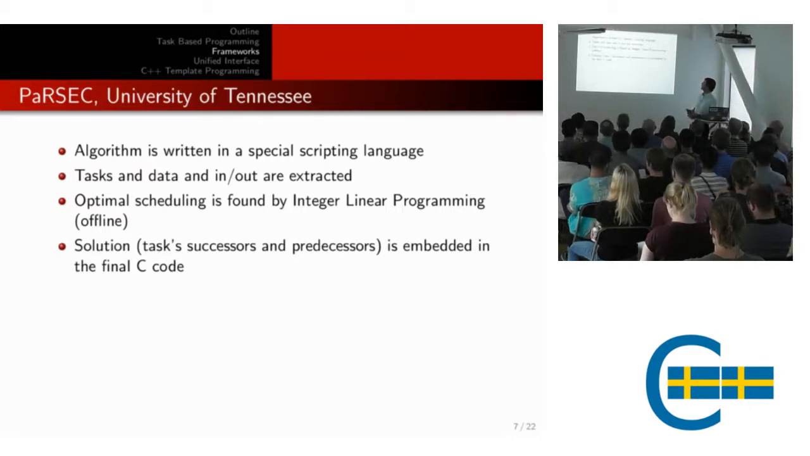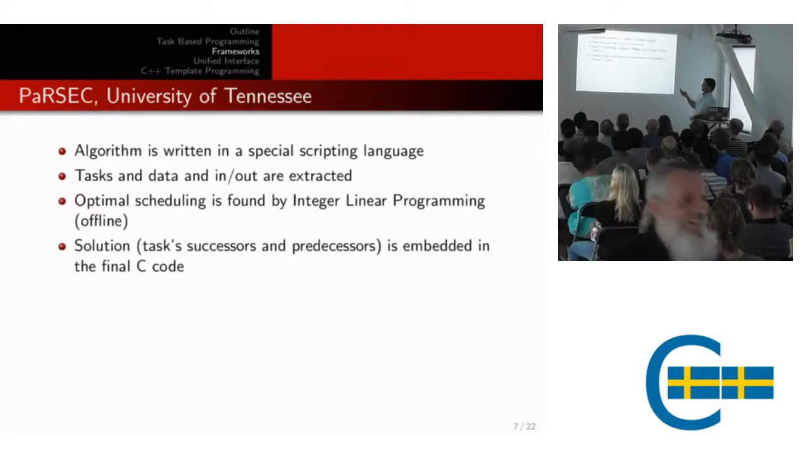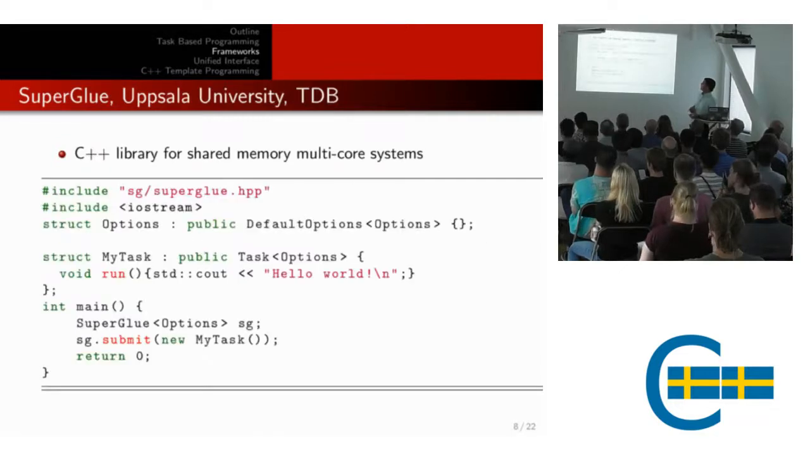Here, Parsec uses both a hierarchical and a decentralized way of task distribution and execution. But the difference here is that a scripting language should be used for defining the algorithms. And the next one is SuperGLUE from the Uppsala University TDB group that I was working for.